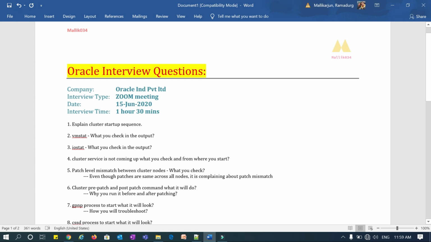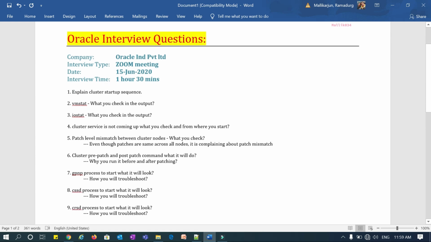Everyone does the patching, but we don't know what it does. If you understand all these answers, it is internal concept and very, very useful. And the seventh question is: GPNP process to start, what will it look for?